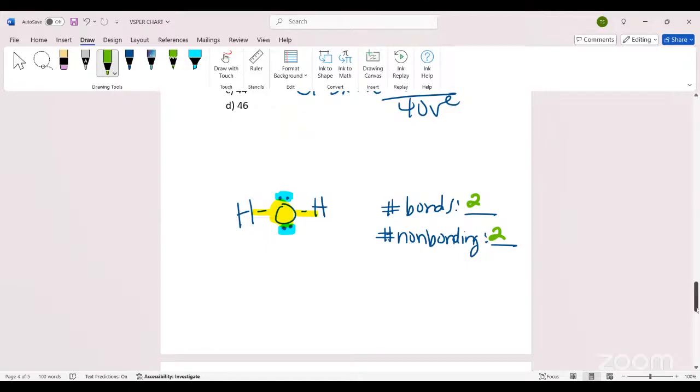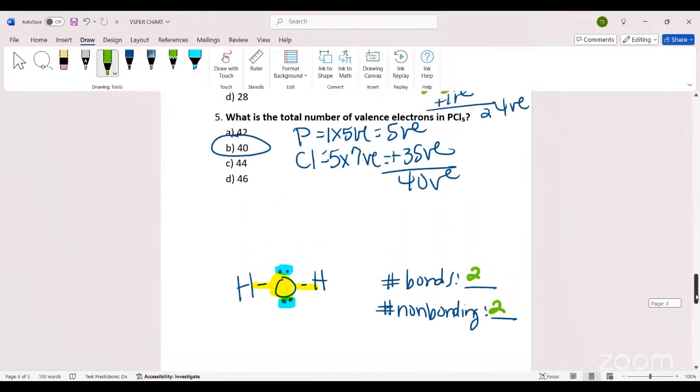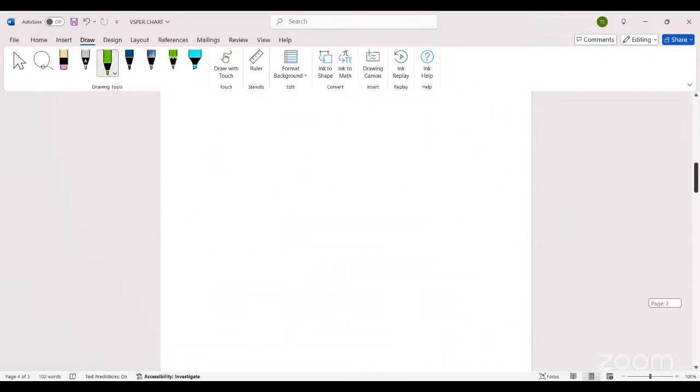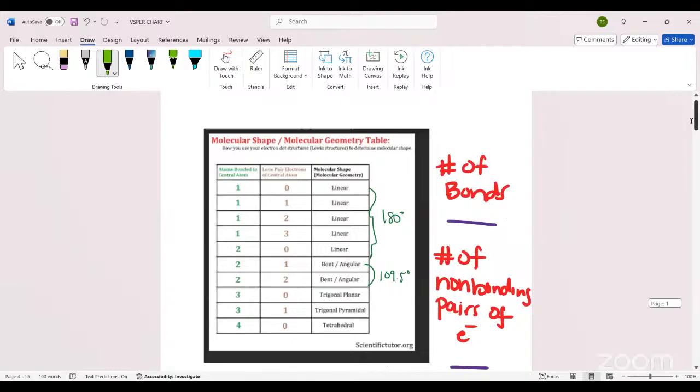So now what you're going to do, you're going to go up here, and because we put 2 and 2, right? You see that? 2 and 2. Let's scroll back up to the top and look at our chart. You see right here where it says 2 bonds to the central atom and 2 lone pair or non-bonding pairs of electrons, this shape is bent. Therefore, that's what we call the shape.